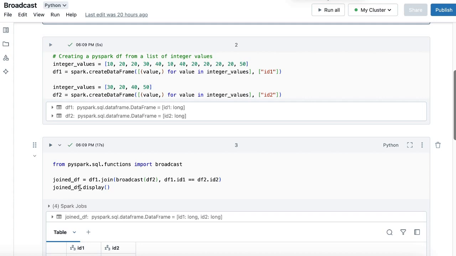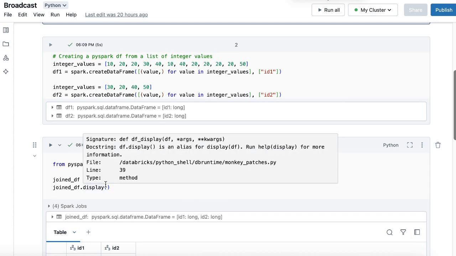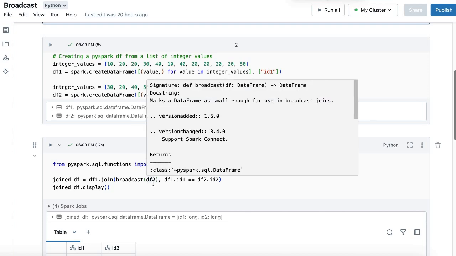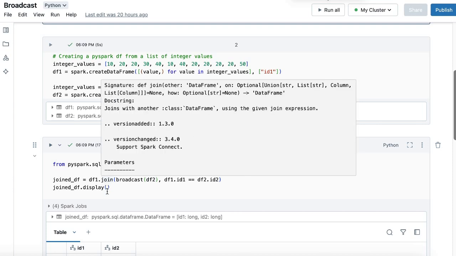I am joining data frame 1 with data frame 2 using broadcast join. Data frame 2 is comparatively smaller than data frame 1. So I am broadcasting the data frame 2, which is the smallest data frame, into the executors which have the data frame 1. Now I am displaying the result.